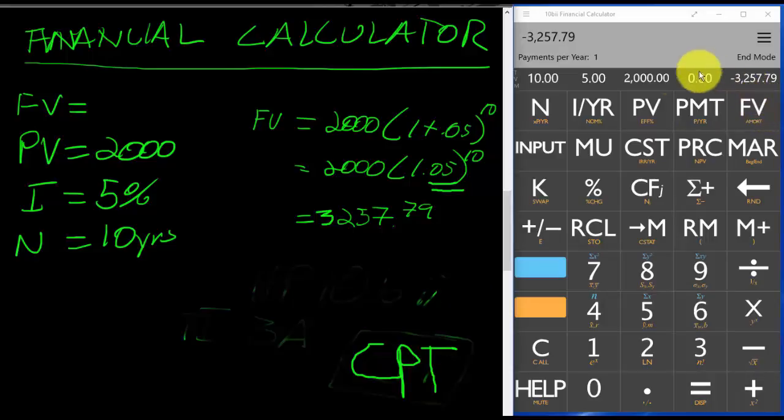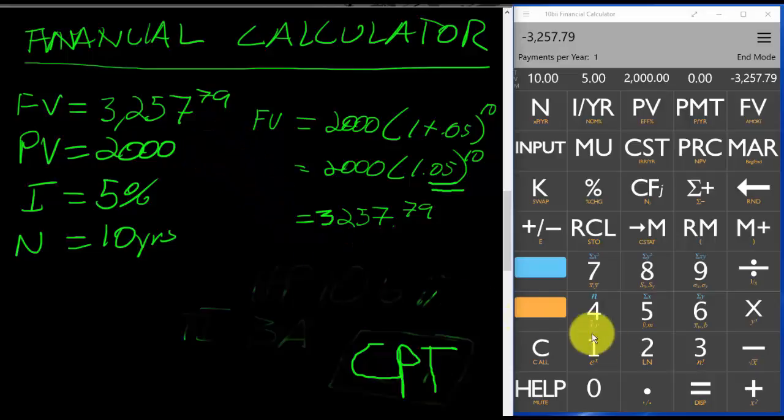Now, the very next question you should be asking me is, why is this number negative? It's 3,257.79, but this is a negative number. What's the difference? The difference is that financial calculations, particularly in the calculator, are directional. This represents an input of $2,000 into my pocket, but 10 years from now, I'm going to have to pay $3,257. That's not exactly the scenario that we discussed.